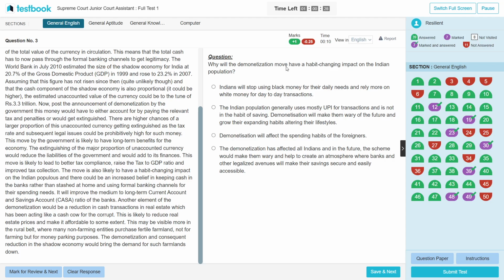Why will the demonetization move have a habit-changing impact on the Indian public? Indians will stop using black money for their daily needs and rely on white money. The Indian population generally uses mostly UPI for transactions and is not in the habit of saving. Demonetization will make them ready for the future and grow their spending habits.